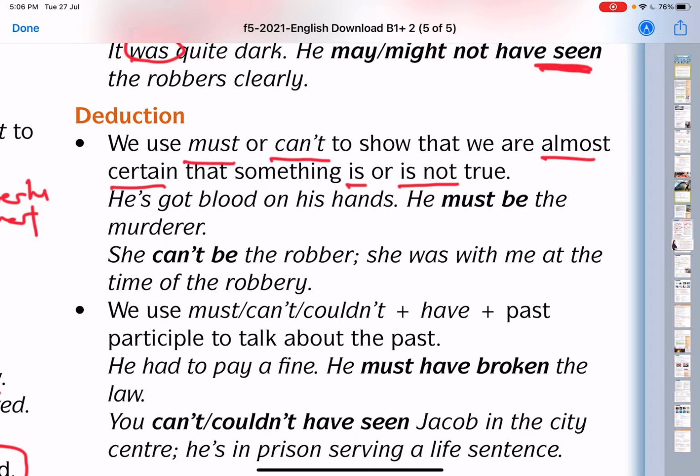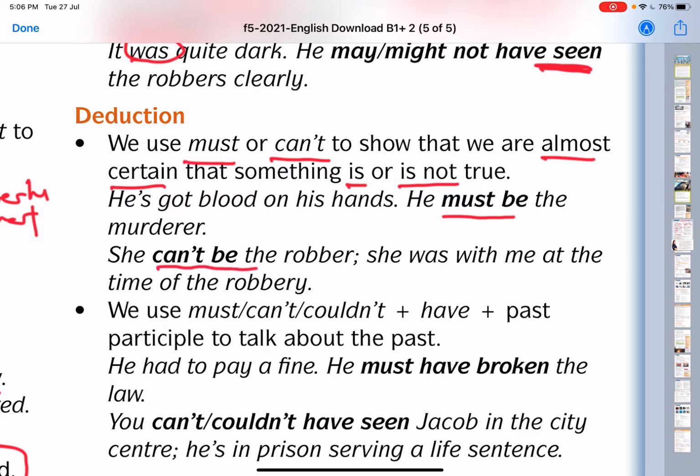He's got blood on his hand. Apa maksudnya blood on his hand? Tangan dia ada darah. He must be the murderer. Again, kamu hanya hampir pasti dan bukan 100% pasti.